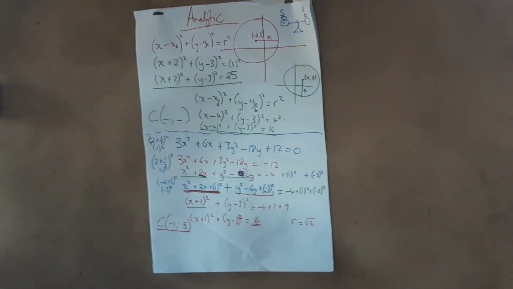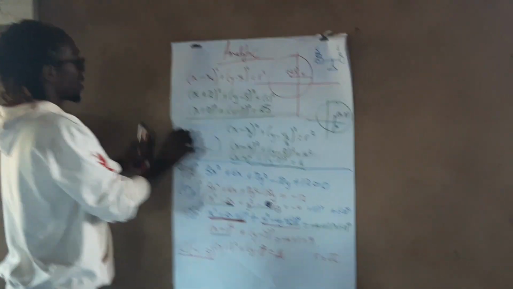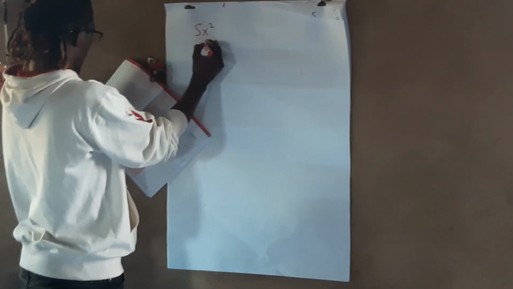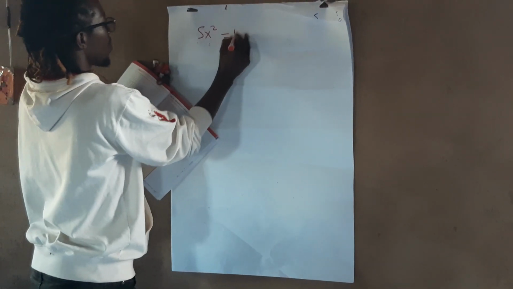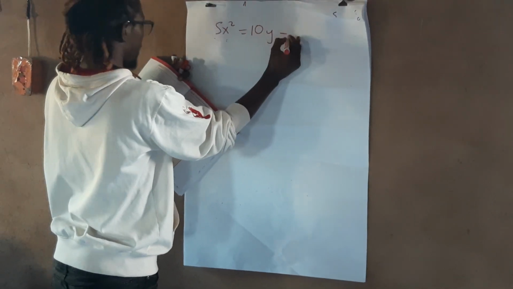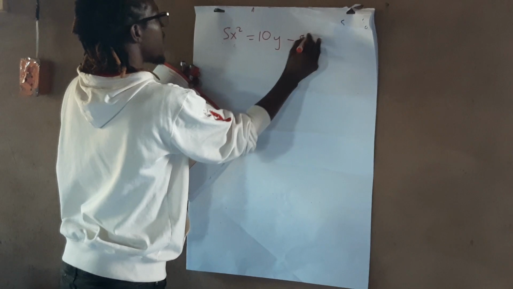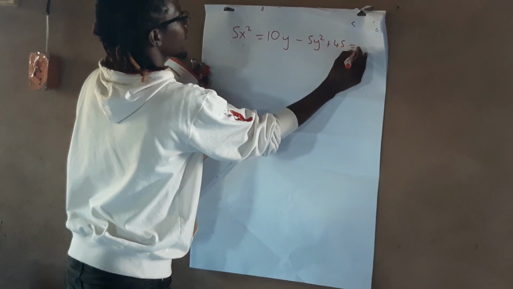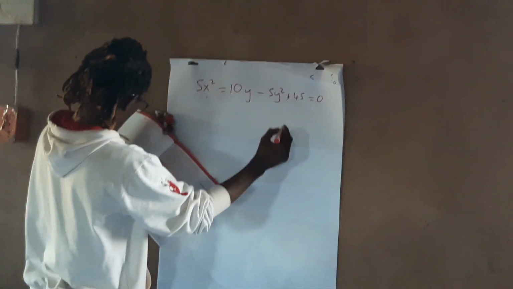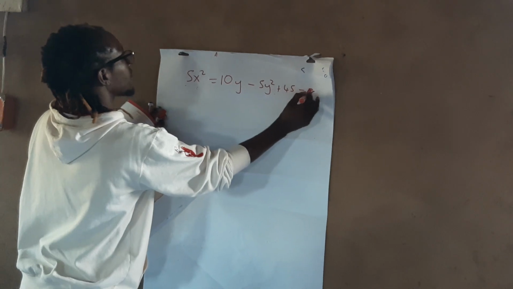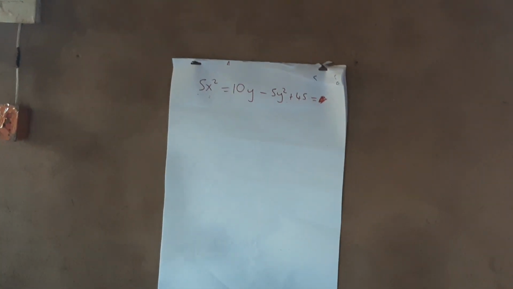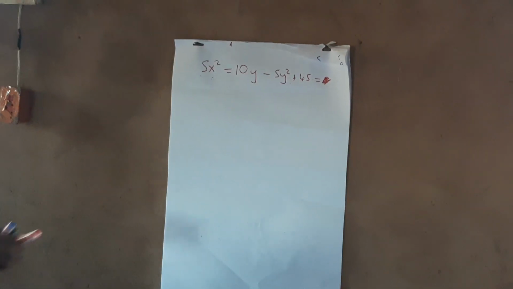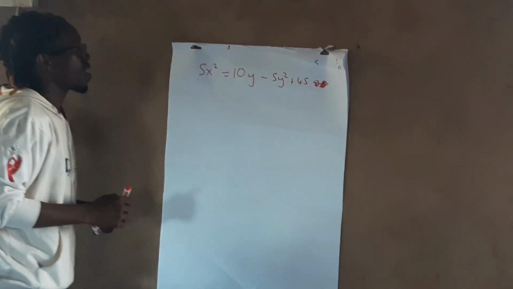Let me do another example so that you can see what is happening, and then I'll let you do some other examples. So let me do this example, say 5x squared equals 10y minus 5y squared plus 45. This equal sign was there, right? Yeah, it's fine.